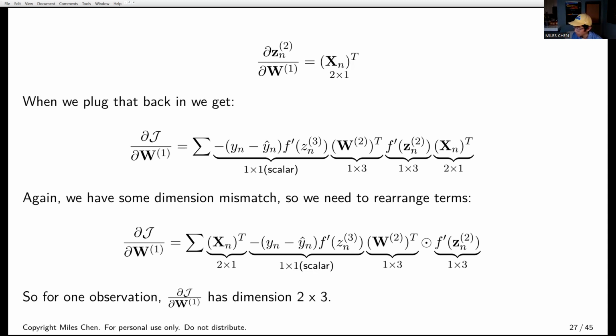So for any one observation, we're going to carry this out. It results in a 2 by 3 matrix, and we're going to add them all across all n observations. And if you add 100 2 by 3 matrices on top of each other, you're still going to end up with a 2 by 3 matrix at the end. And that's where we are right now.